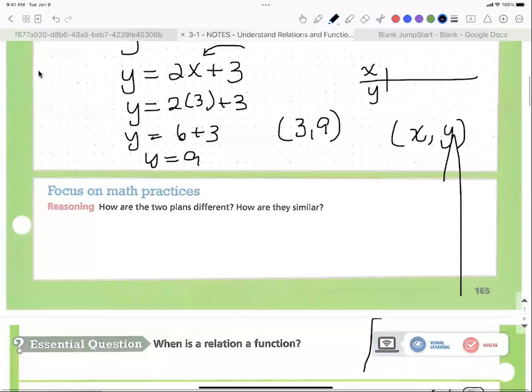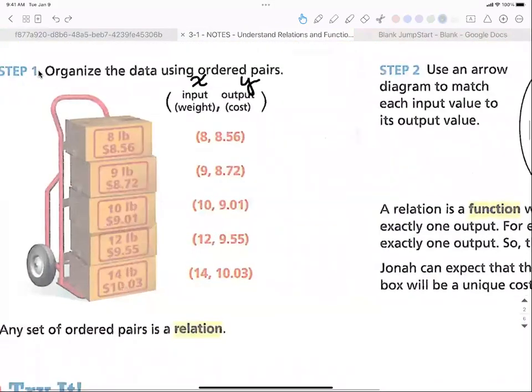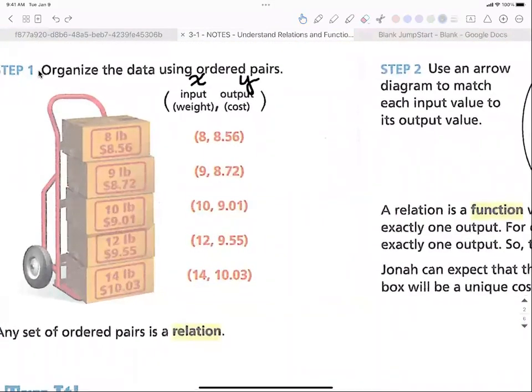So let's look at, here we go. Nope, not that. There we go. All right. So this is our boxes and their corresponding weights. Okay. So 8 pounds, 9 pounds, and so on. This is one way of delivering the information. This is a set of ordered pairs, and the vocabulary for that is called a relation.